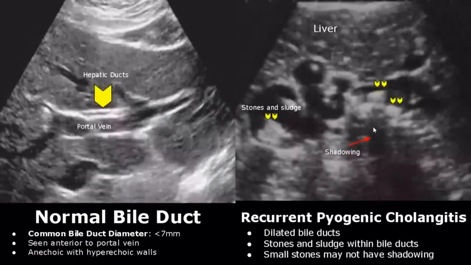Recurrent pyogenic cholangitis is a disease in which there are dilated bile ducts filled with stones and sludge. The stones will often have shadowing, but smaller stones may not have shadowing. It occurs in the setting of a bacterial biliary tract infection.